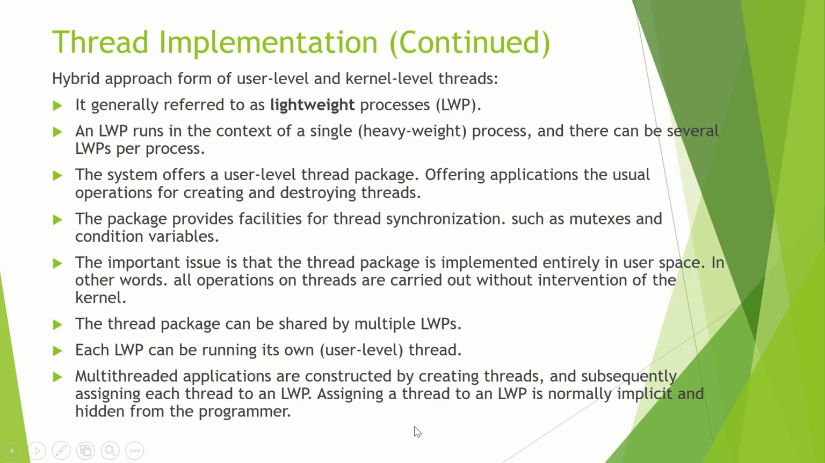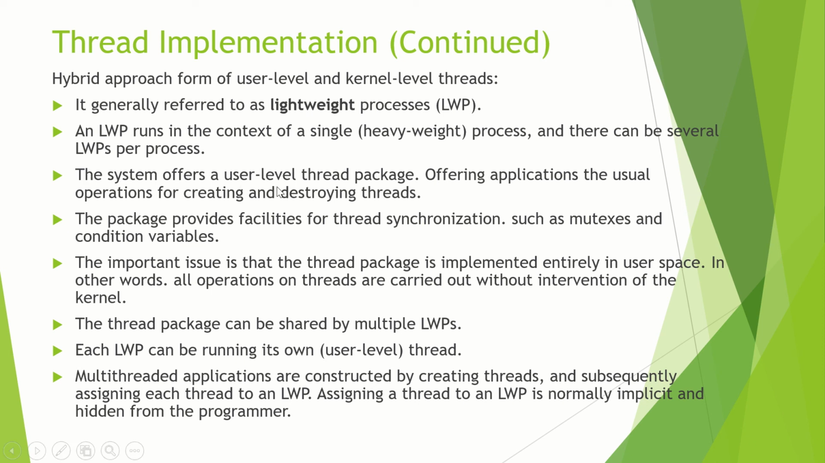So one way to implement this is to combine the pros of both approaches, the user level thread and the kernel level thread, in a thread implementation, or we call it a hybrid approach. And this has a specific term called a lightweight process, or LWP. LWPs run in the context of a single heavyweight process, and there can be several LWPs per process, like multiple threads per process.